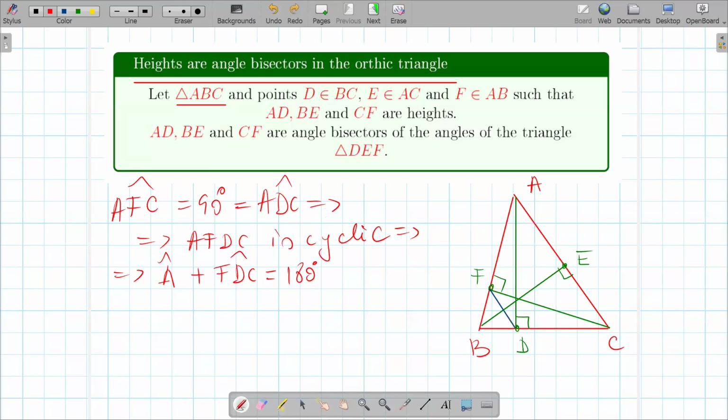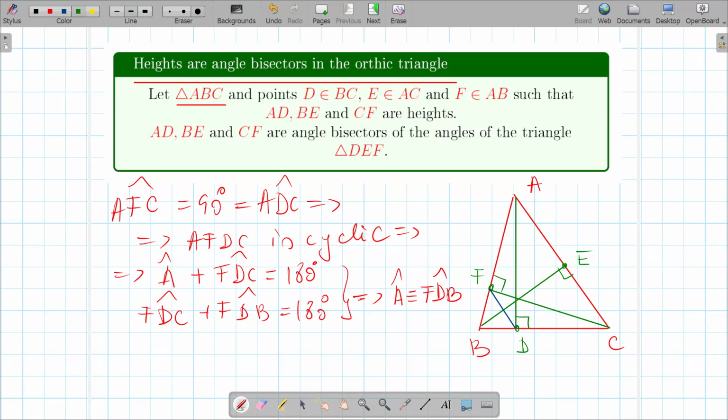But then what else is going on here? Well, the angle FDC plus the angle FDB is 180 degrees. So FDC plus FDB is 180 degrees, which means that our angle A is equal to our angle FDB now. So A is congruent to the angle FDB.